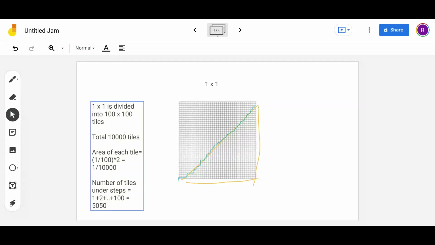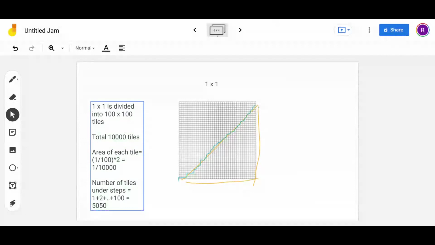I'm trying to derive. Remember, we think that we don't know a formula for area. We don't know half into base into height. We are doing it by counting tiles. So the total number of tiles under the blue thing is 5050. How will I use it to get the area of this thing under the blue thing?